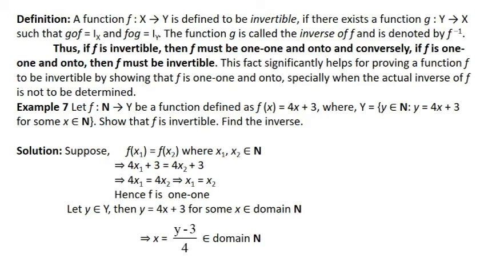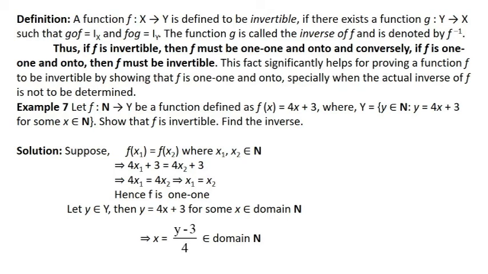This fact significantly helps in proving a function f to be invertible by showing that f is 1-1 and onto, especially when the actual inverse of f is not to be determined. Of course, we can use this process for finding the inverse as well. So here I have worked out one example for you to just see.